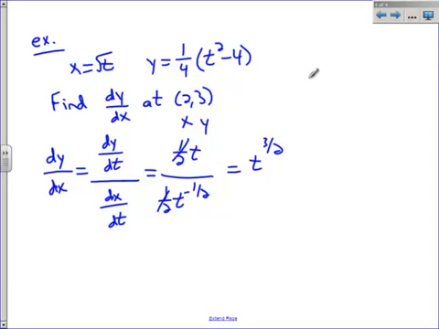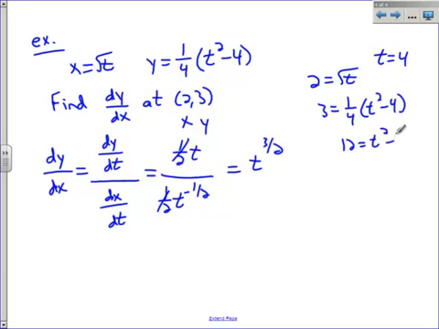So the x coordinate is 2 and the y coordinate is 3. So let's see what t values make the x coordinate 2 and the y coordinate 3. Well, if we solve this first one for t, we get t equals 4. And if we solve the second one for t, I'm going to get t equals plus and minus 4. So we're going to use the same value for t, which is positive 4. And so this is going to be 4 to the 3/2 power. The square root of 4 is 2, and 2 cubed is 8. So that's the slope at that point.